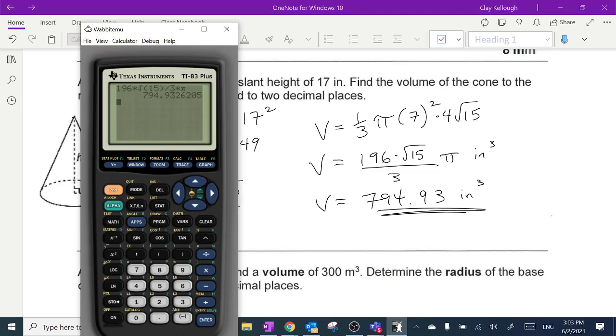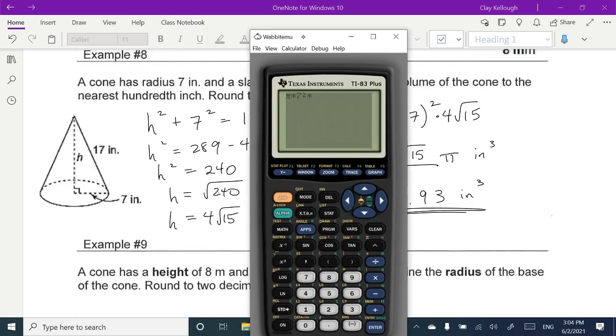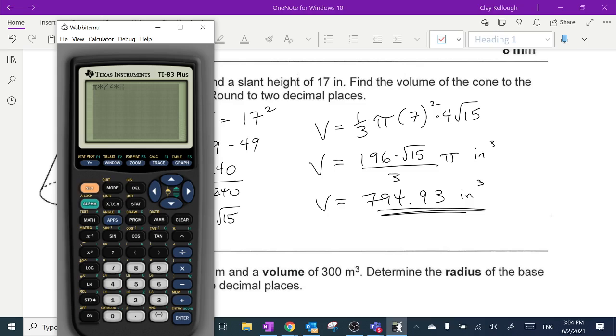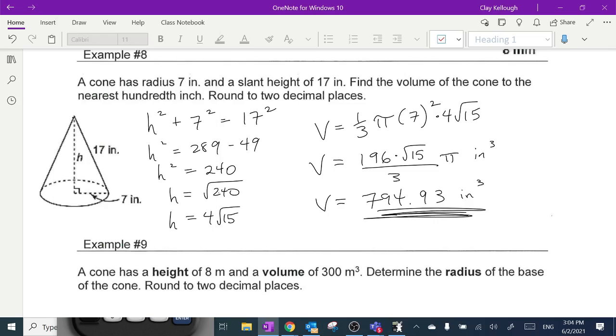Let me just go back to the way it was in the first place here. Make sure I didn't goof it up when I simplified it. 1/3, I'll just divide by 3 instead of timesing by 1/3. Pi times 7 squared times, and instead of 4 root 15, I'll go back to what it was originally. It was the square root of 240 times the square root of 240. Don't forget to close that, or it thinks I still want to square root stuff. So pi times that, and then divided by 3. And that equals, there it is, same number. Cool.